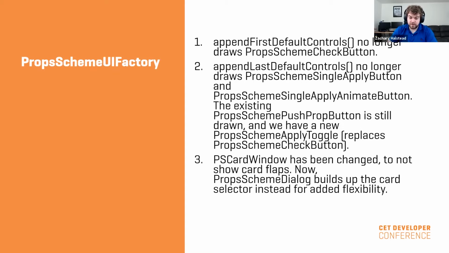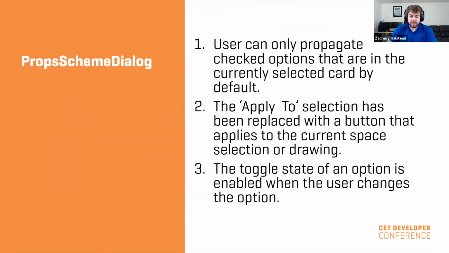Then the prop scheme card window has been changed to not show card flaps. Now prop scheme dialog builds up the card selector instead for added flexibility. And then the prop scheme dialog. So a user can only propagate checked options that are in the currently selected card by default. There's a little toggle that you'll be able to change that to apply all the cards. And then the apply to selection has been replaced with a button that applies to the current space, selection, or drawing. The toggle state of an option is enabled when the user changes the option. And that is it for the prop scheme dialog.